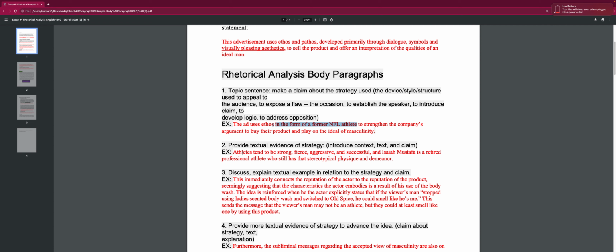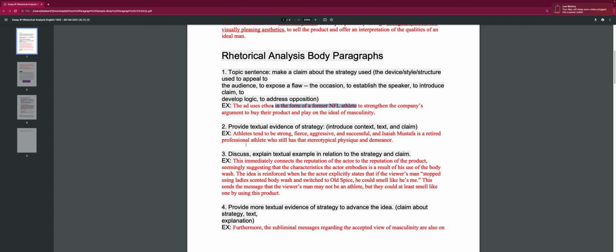Right? The student says, athletes tend to be strong, fierce, aggressive, and successful. And Isaiah Mustafa is a retired professional athlete who still has that stereotypical physique and demeanor. Okay, so this second sentence gives me the evidence. All right, so the ad uses ethos in the form of an NFL athlete. Show me the evidence. Okay, this guy, Isaiah Mustafa, is a retired professional athlete who's still in shape, and he gives the aura of what it means to be an athlete.